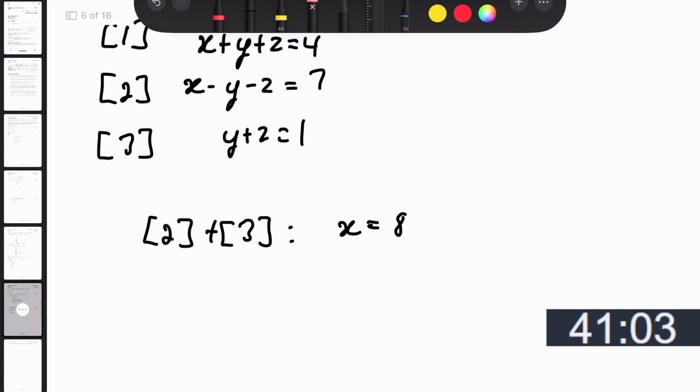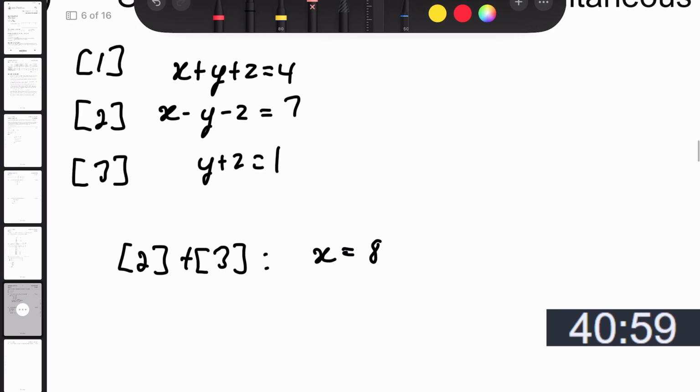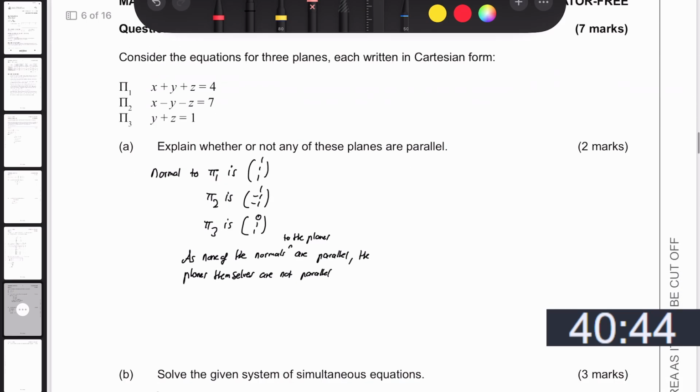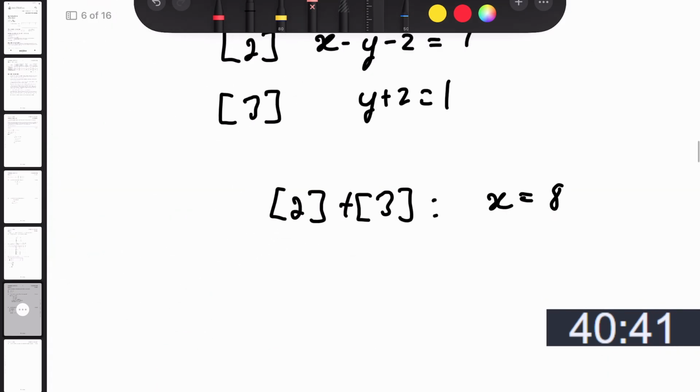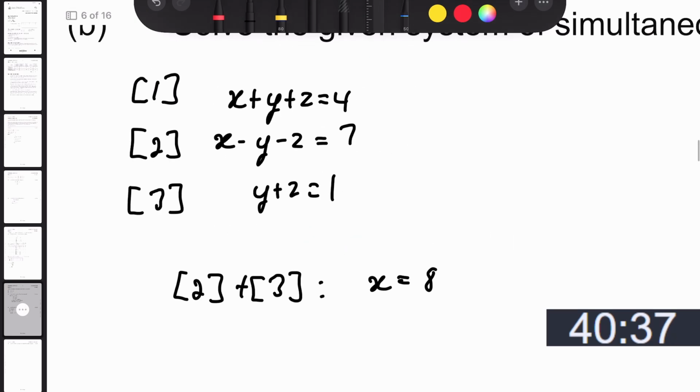Therefore, wait, no, x is equal to 3. Wait a minute. Plus 7 is equal to 1. What the heck? Wait, do we have to do augmented matrix? I don't think so. Because that's x minus y minus z plus y plus z plus 1. X is equal to 8. And now I'm confused, guys.